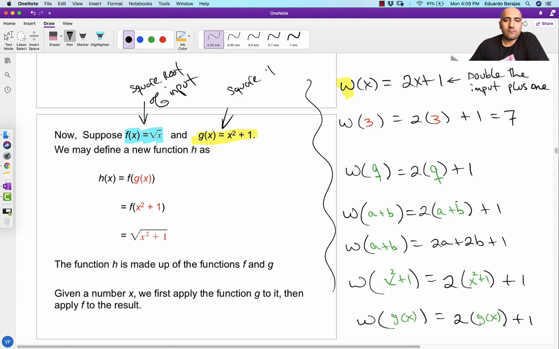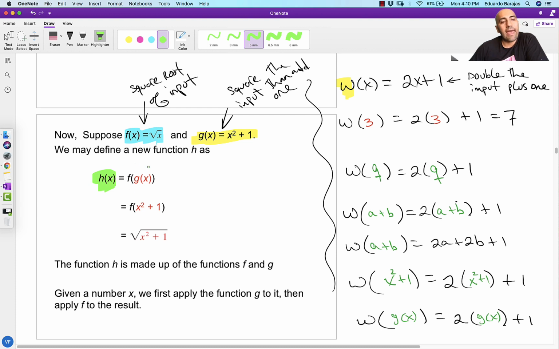Square the input, then add 1, right? That's this set of instructions, or this set of instructions. Okay, so we're going to define a new function defined by this h of x, and this is letting me know how I'm going to define my h of x. My h of x is going to be defined as the f function evaluated at the g function.